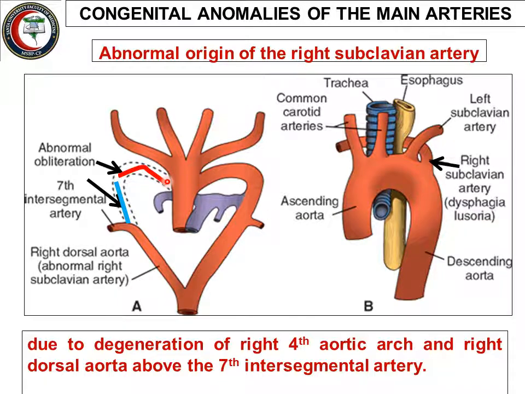Thus, the cause of the anomaly is obliteration or degeneration of the right fourth aortic arch and right dorsal aorta just above the seventh intersegmental artery. Now, this right subclavian passes behind the trachea and esophagus to reach the right side, to the right upper limb.